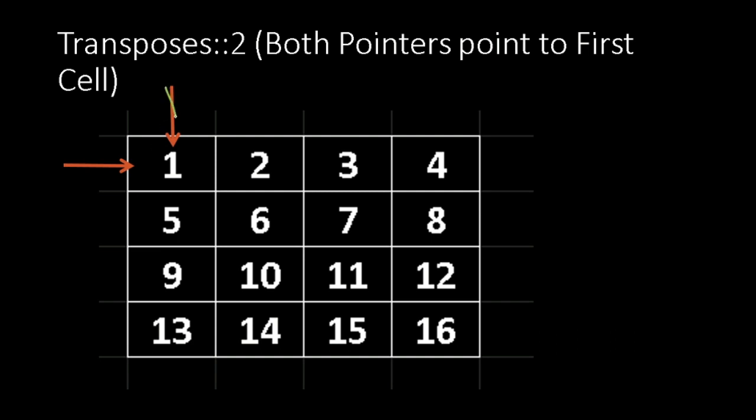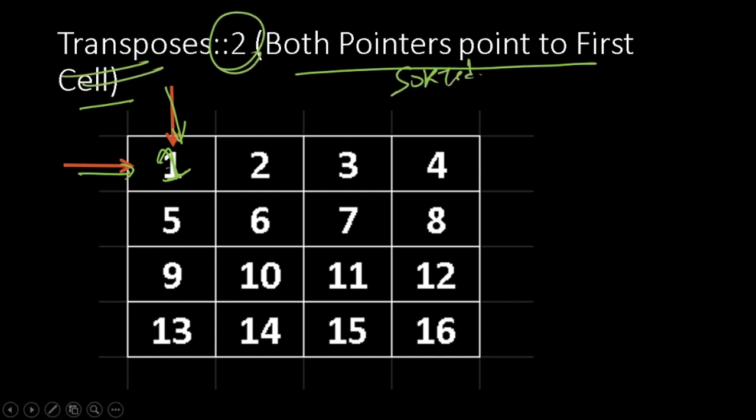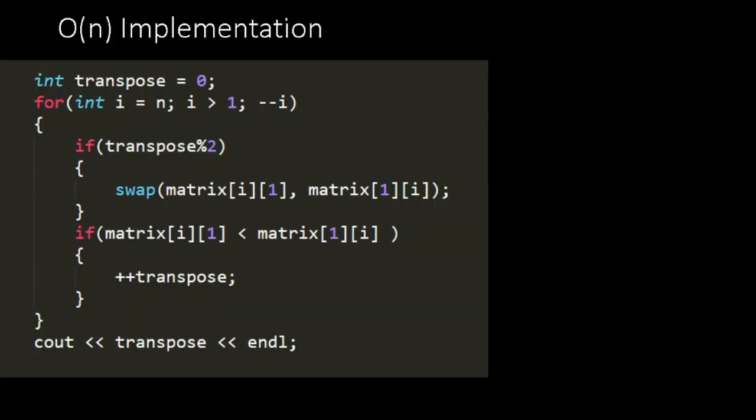Finally, in the last step, we are having both pointers pointing to 1. We cannot do anything at this stage. If the initial constraints are correct, our answer should have been sorted. So in fact, that is what is happening here. 1, 2, 3, 4, 5, 6, 7, 8, 9, 10, 11, 12, 13, 14, 15, 16. So once both pointers point to the first cell, we have sorted and we have kept account of the transpositions, and that is our answer. So now let's look at the implementation from a code perspective.